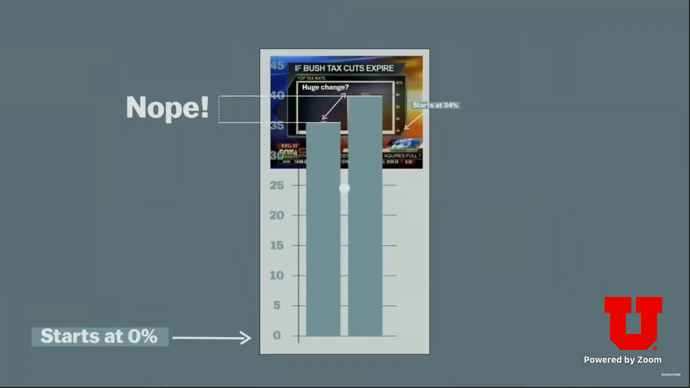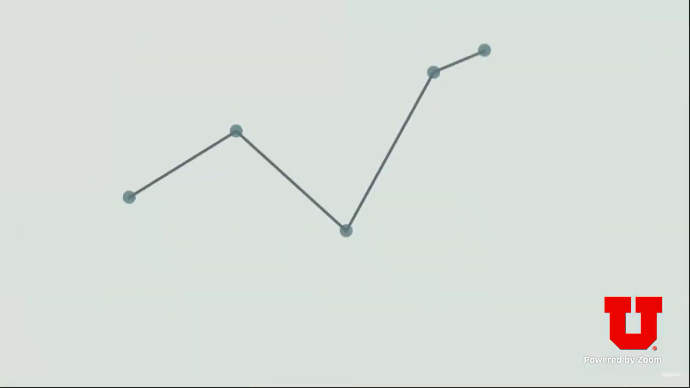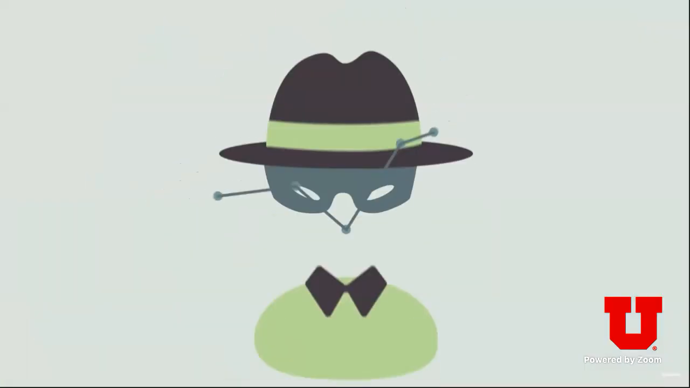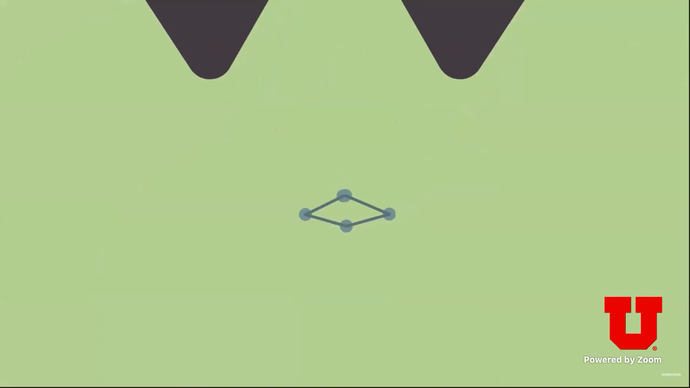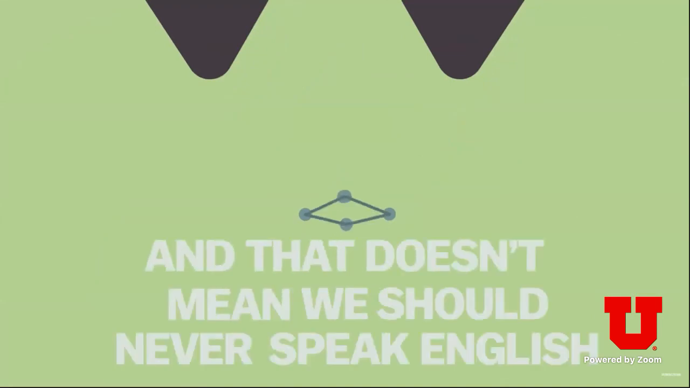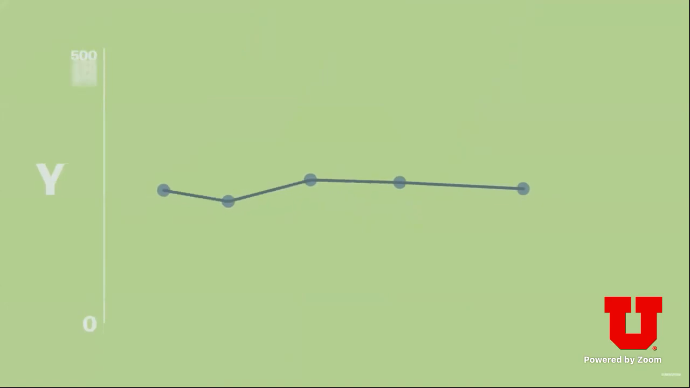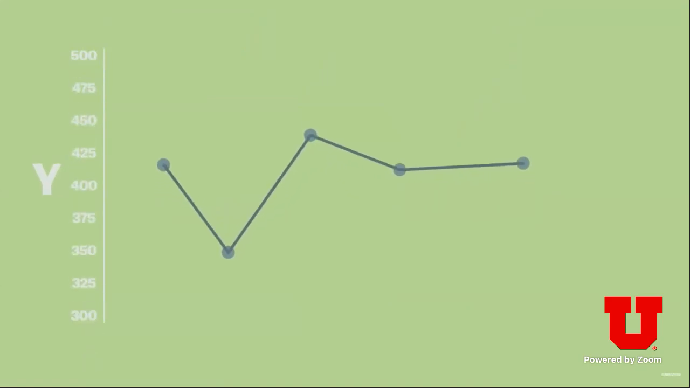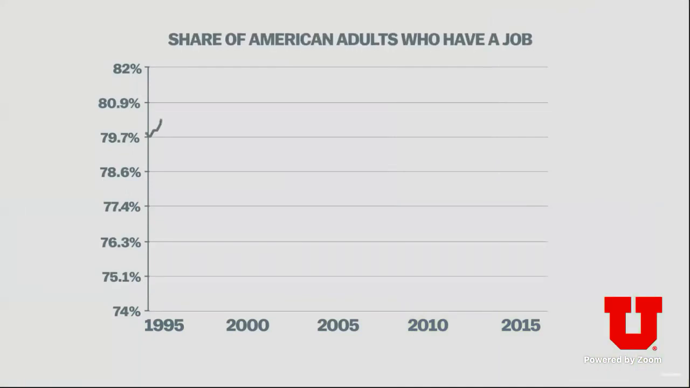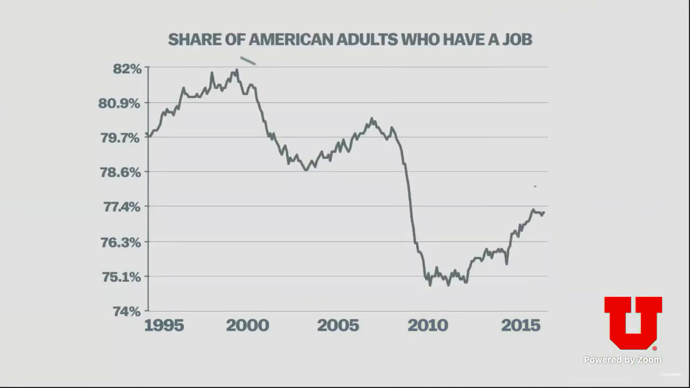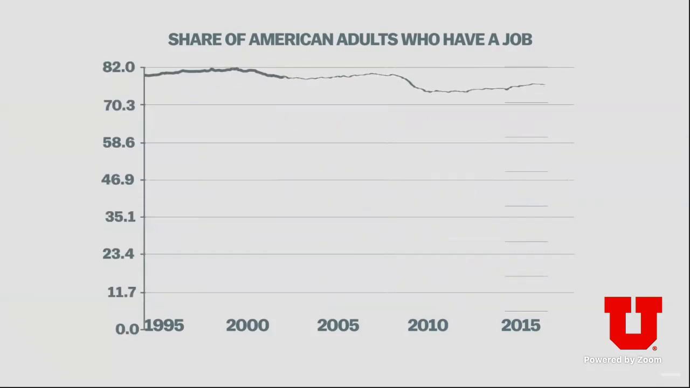But the y-axis dogmatists take it way too far. The big problem with the people who lie with statistics is that they're lying to you. It's true that misleading charts are one way to lie, but the English language is also a tool that can be used for lying. And that doesn't mean we should never speak English. So sometimes you need to fiddle with the y-axis to tell a story properly. So for example, right now, the share of American adults who have a job has fallen to a generation-long low. This is a really big deal. But if you chart this data with the y-axis at 0, you can't see the change at all.